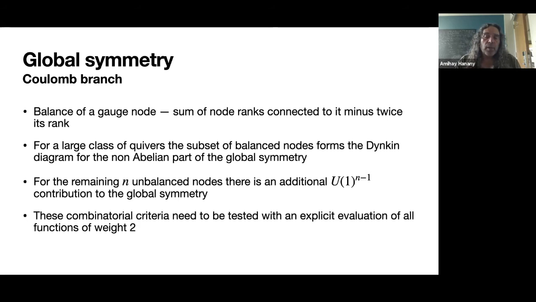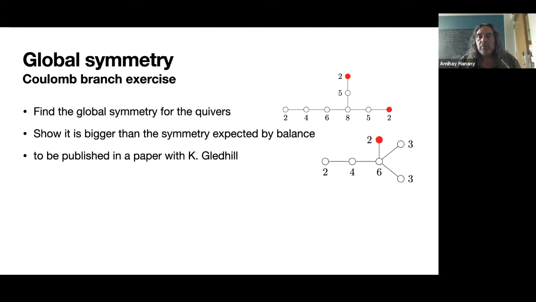So I gave two exercises here. Consider those two quivers, okay? And the challenge I would give is to find the global symmetry. First of all, to apply the balance condition that we said before. And second, to use your favorite method to find all functions of weight two and to show that the global symmetry is bigger than what you would compute from the balance condition.